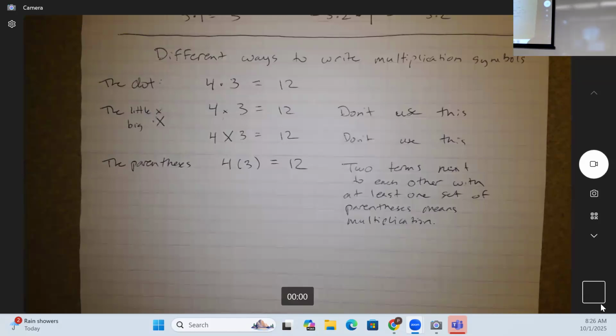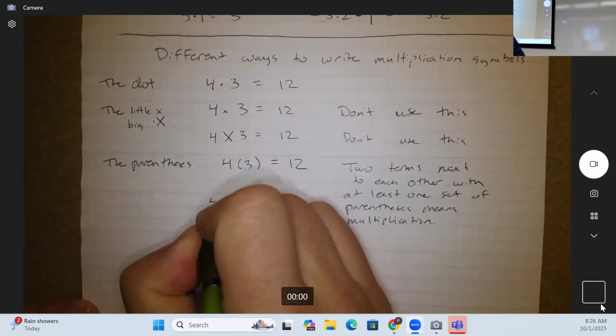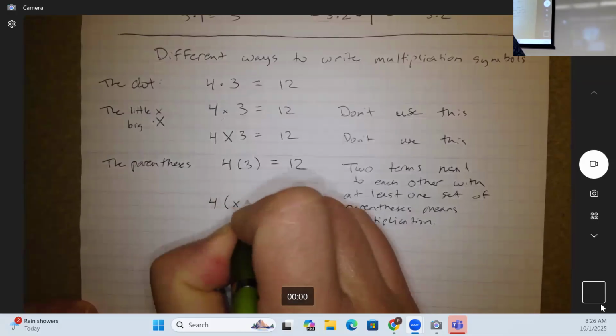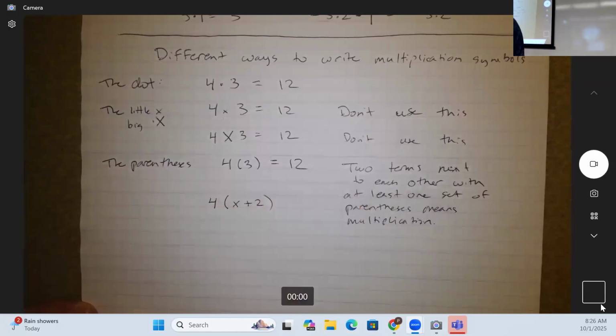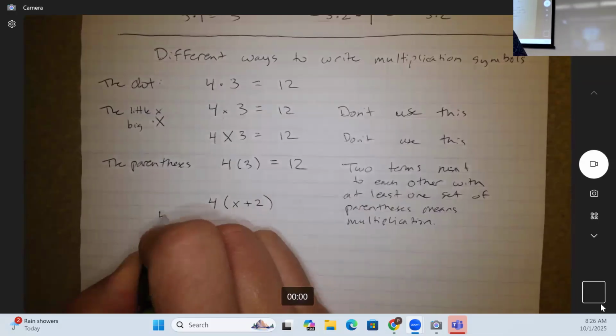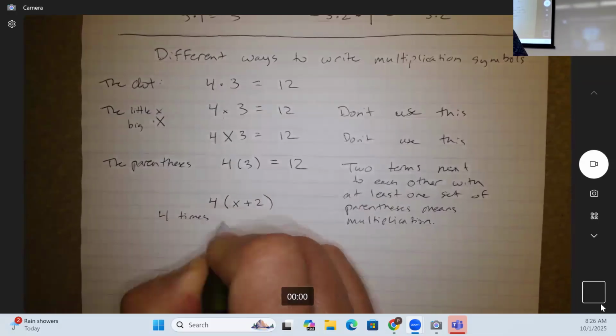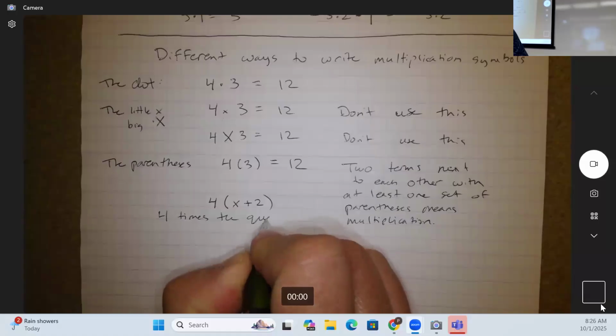And we're going to see it more often in something like, I'm going to multiply 4 by the quantity x plus 2. This means 4 times a quantity x plus 2.